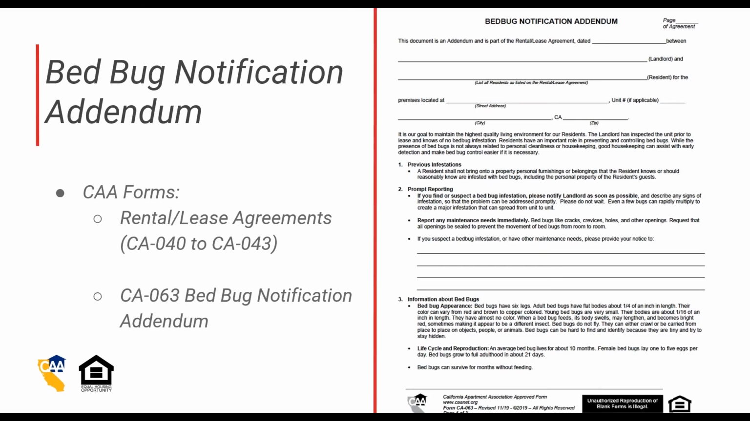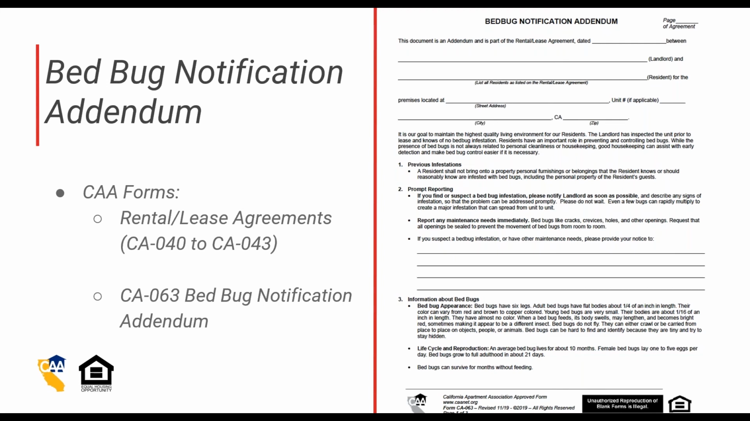So CIA has several forms which can be used to comply with the requirements of this law. CIA's updated rental lease agreements all have the mandatory language included. If you need a separate form, Form 63 is the bedbug notification addendum. This can be used with any new or renewal, rental, or lease agreement. A 30-day notice of change in terms of tenancy could also be used to incorporate it for an existing tenant.